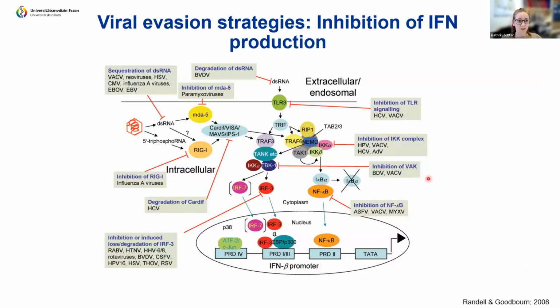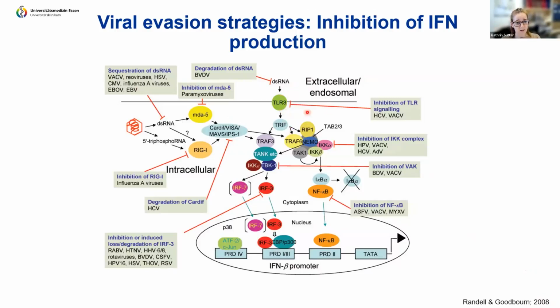I mean, viruses have evolved many different strategies to really evade this interferon immune response. And what they can do is, on the one hand, inhibit the interferon production. And this is from an older paper. It's already 15 years old, but this is still true, what's written here.